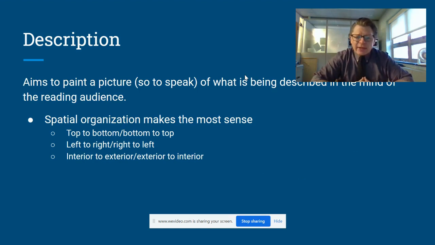A description aims to paint a picture, so to speak, of what is being described in the mind of the reading audience. A spatial relationship or organization generally makes the most sense. This could be top to bottom, bottom to top, left to right, right to left, interior to exterior, exterior to interior, and so on and so forth. The spatial organization one uses is going to be up to exactly what it is that we're working to say through the description, or the dominant impression that we're working to convey.